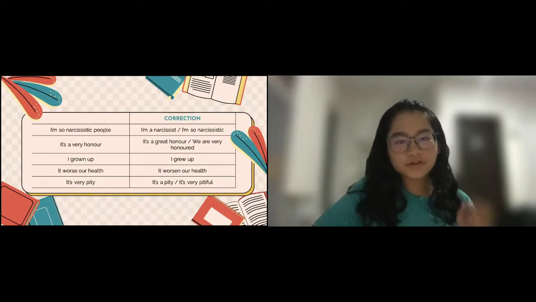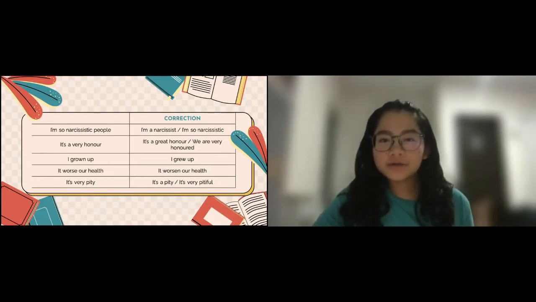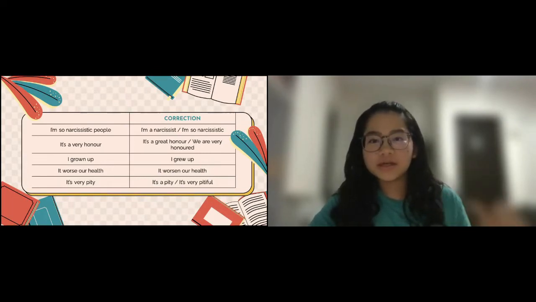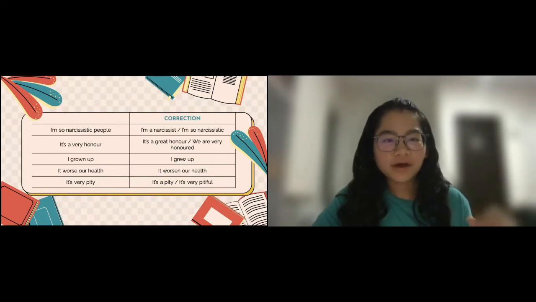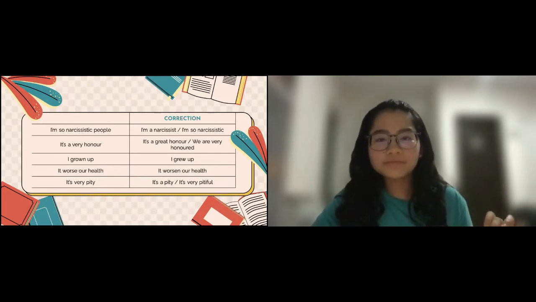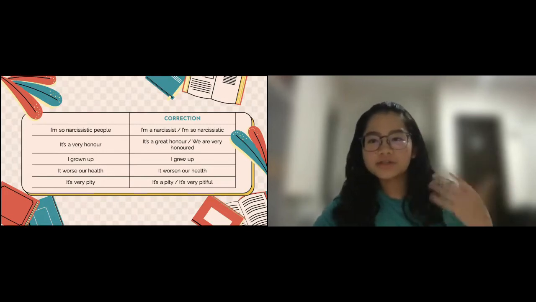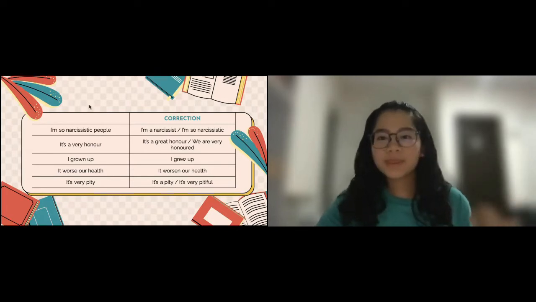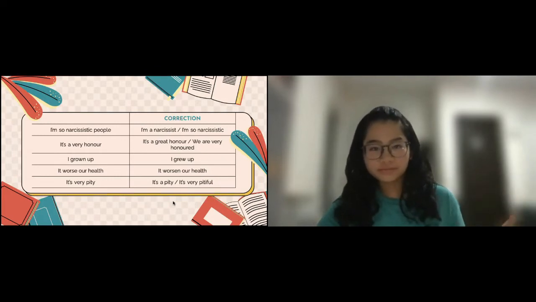First, "I'm so narcissistic people." For this one, we can use "I'm a narcissist," which is the noun form of narcissistic, or "I'm so narcissistic." And then we have "it's a very honor." Very is an adverb, honor is a noun. So we can use "it's a great honor," great the adjective, or we can use "we are very honored."